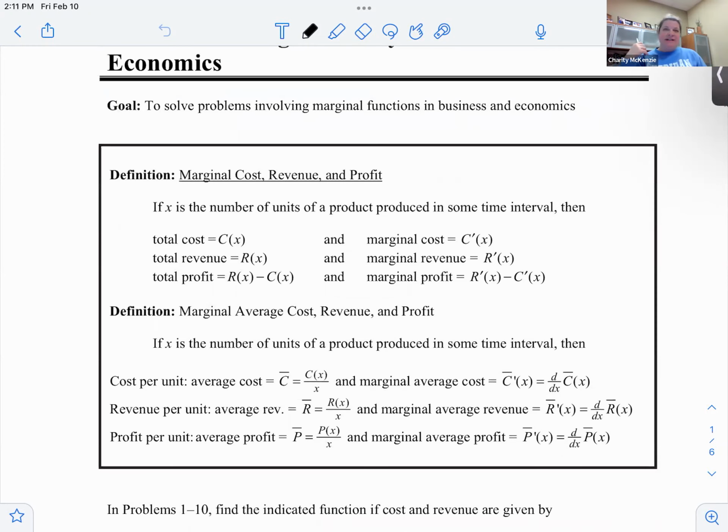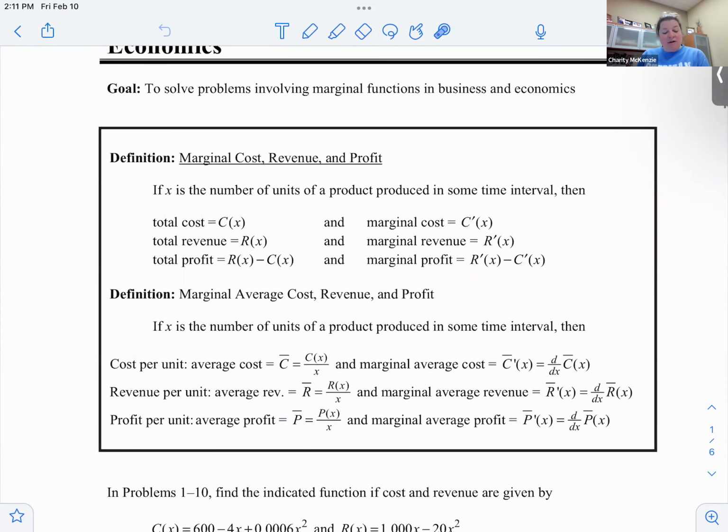So marginal analysis, the whole idea is: if I make one more, what is happening to my profit, to my cost, to my revenue? That's the idea, that one more. So I want you to think that when you think marginal analysis. In our sense, we can look at cost, revenue, and profit.